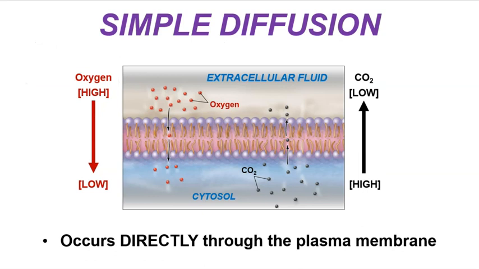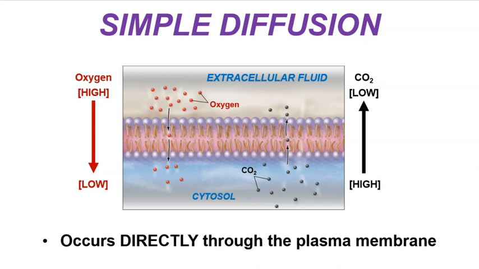So simple diffusion occurs with substances that are hydrophobic, or even some gas compounds, such as in this example we have oxygen and carbon dioxide, which also have the ability to move by simple diffusion. So as a whole, simple diffusion is a type of diffusion where molecules can diffuse directly across the plasma membrane. And keep in mind that this is still diffusion, so substances are moving from areas of high concentration to areas of low concentration. So in a real-life example, oxygen tends to diffuse from the extracellular fluid, such as the blood, into the cytosol of the cells.